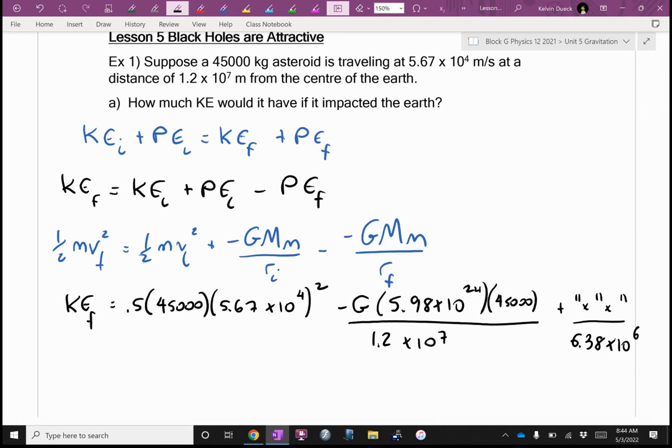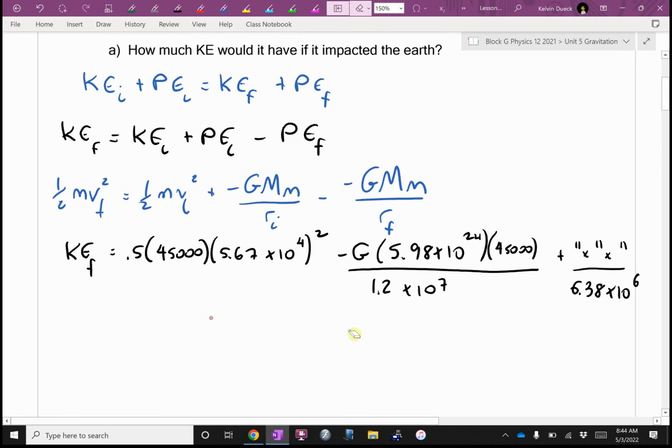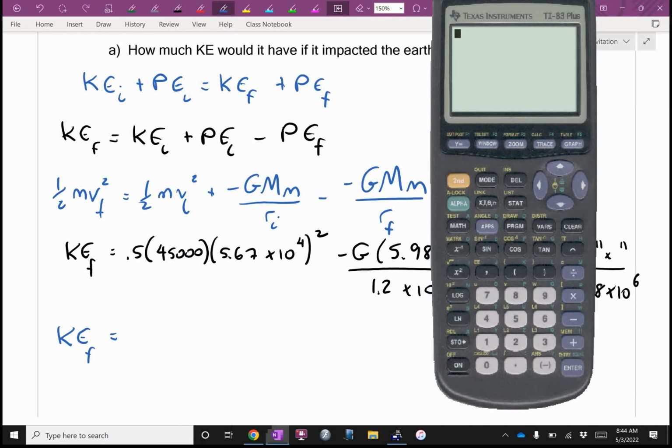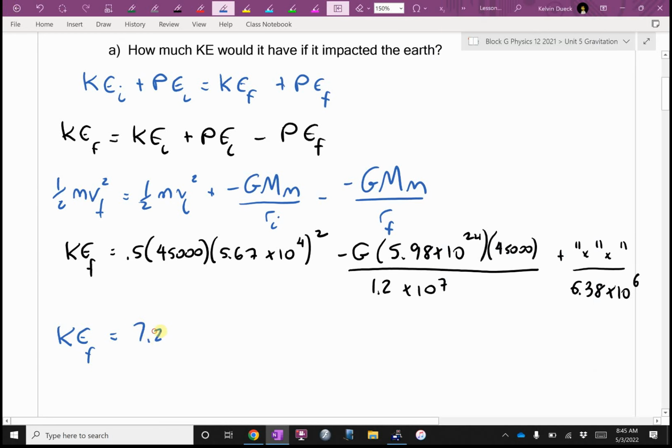Zach, I don't think I would try typing this whole thing in one line. I think I would do each expression to about 5 sig figs. So it's going to end up being, for the first one, how much kinetic energy initial does it have? 0.5 times 45,000 times 5.67 times 10 to the 4th squared. Wow. 7.2335 times 10 to the 13th.